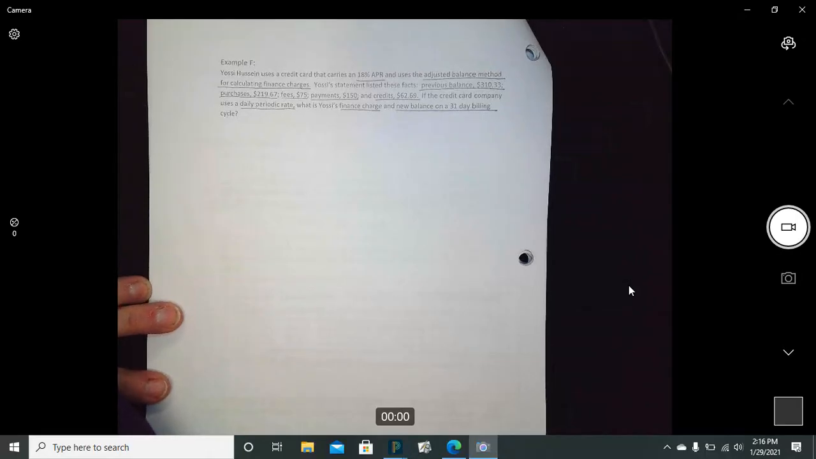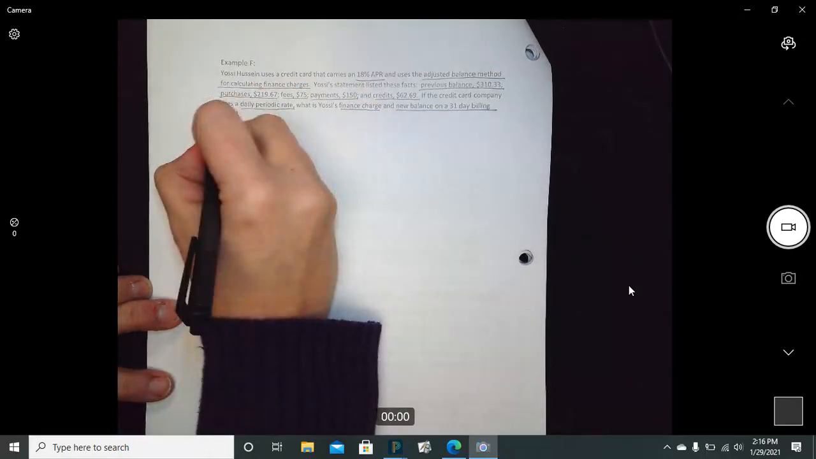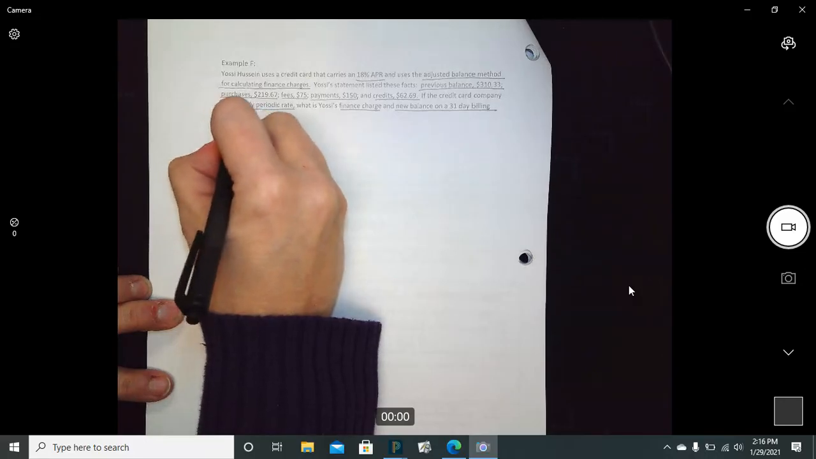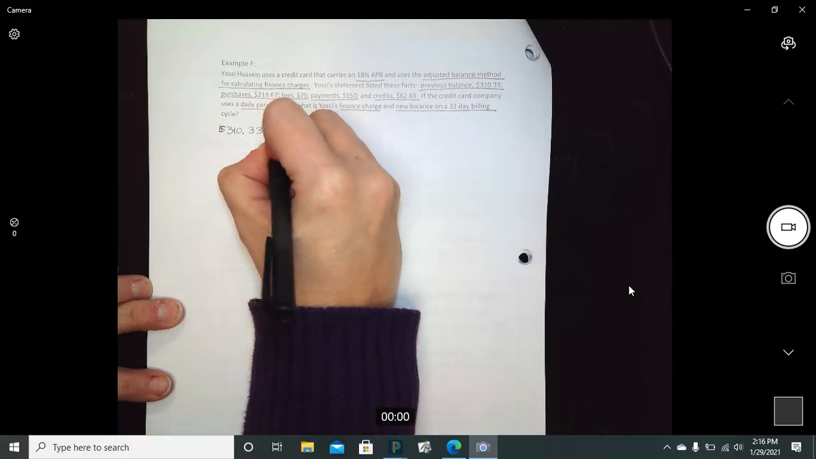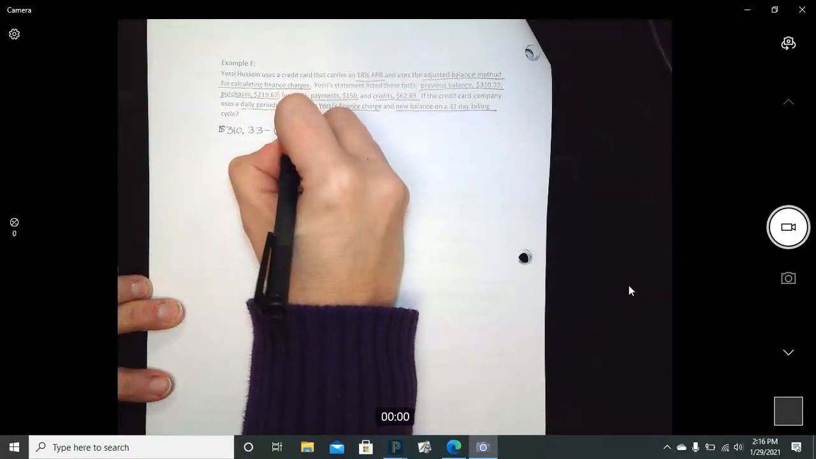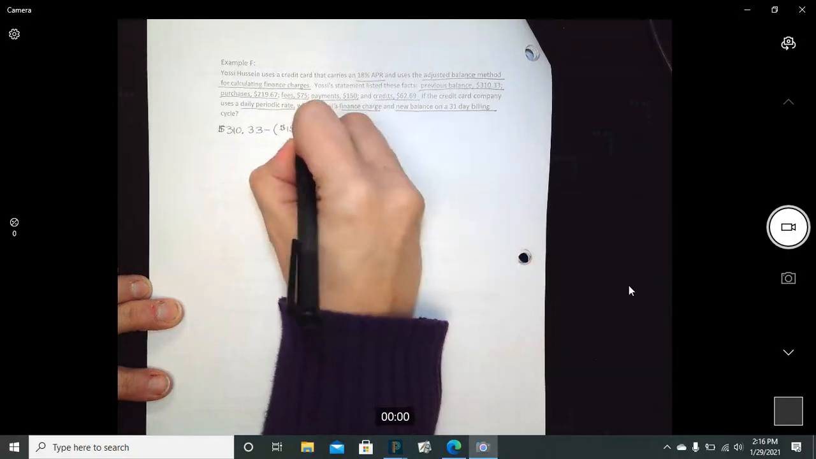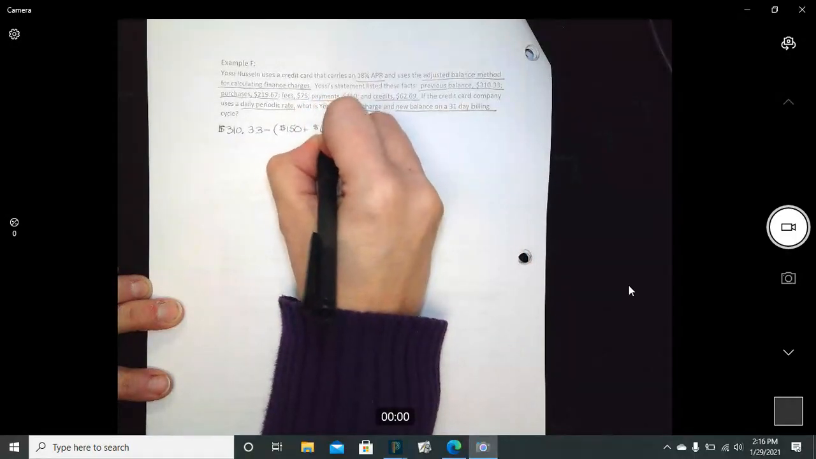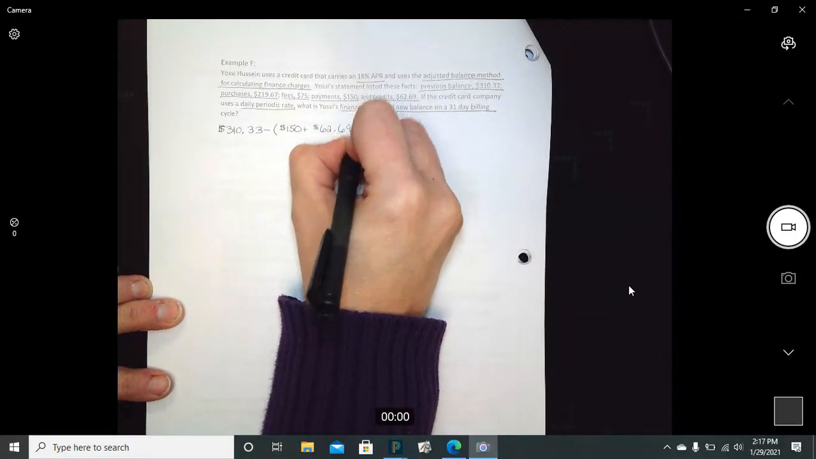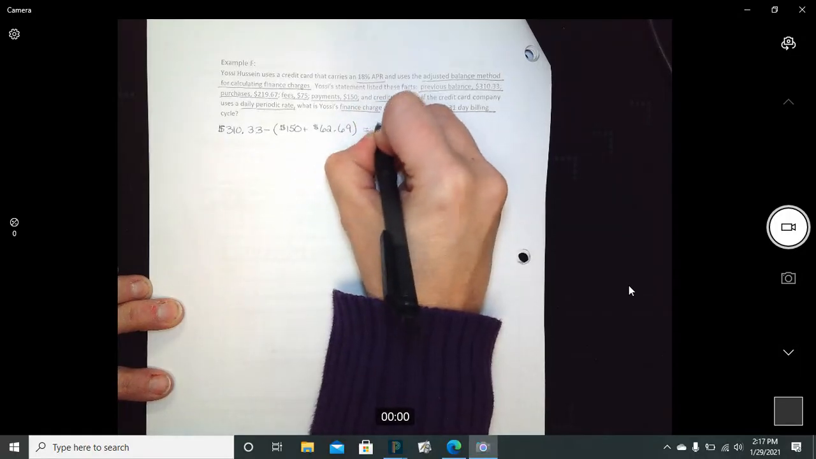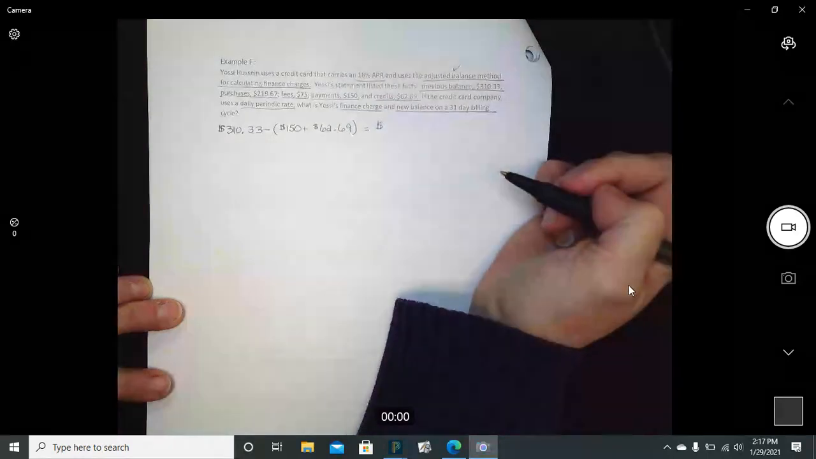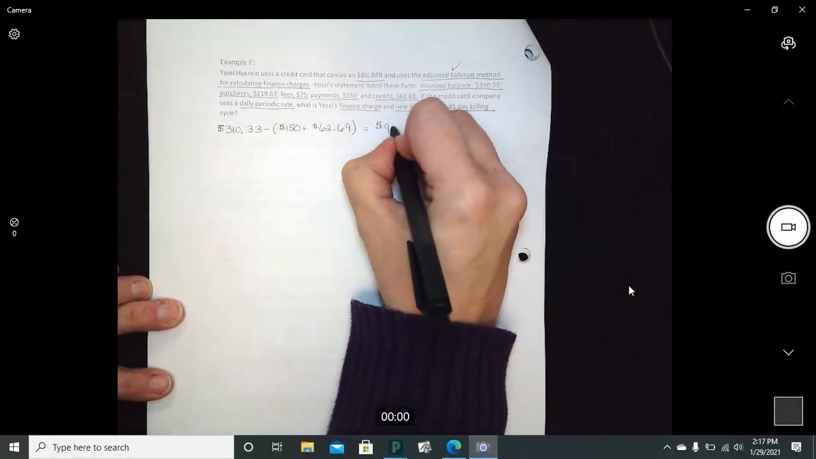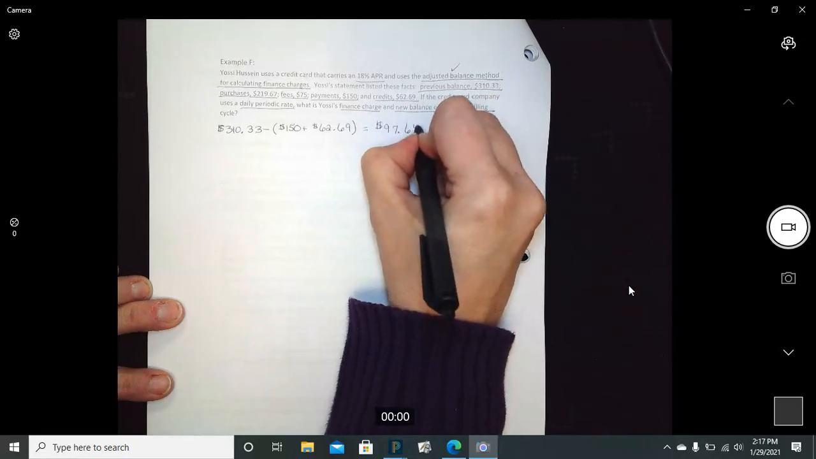Because we're going to use the adjusted balance method, I'm going to start with my previous balance and subtract off any payments, which I have a payment of $150. And I also have a credit of $62.69. So that's going to be my first step because it's the adjusted balance method. Okay, so I did that. So now it's going to be $97.64. I'm going to need to know that much so far.